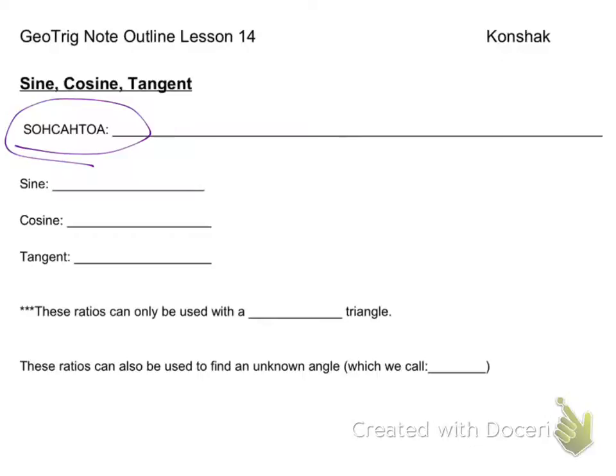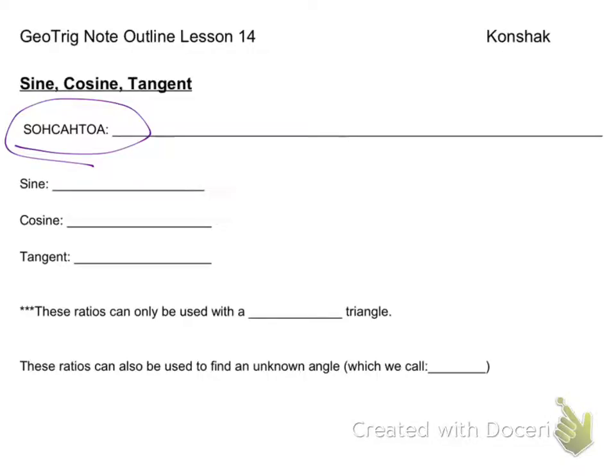Some old hippie caught another hippie tripping on acid. Or Chief SOHCAHTOA. It's the way I learned it. Not so politically correct. But, guys, these only work in right triangles, 90-degree triangles. And these ratios also can be used to find an unknown angle we sometimes call theta. That was all that we did there.